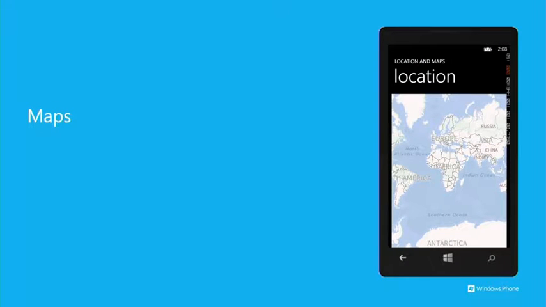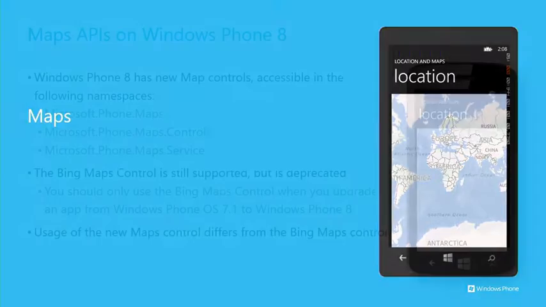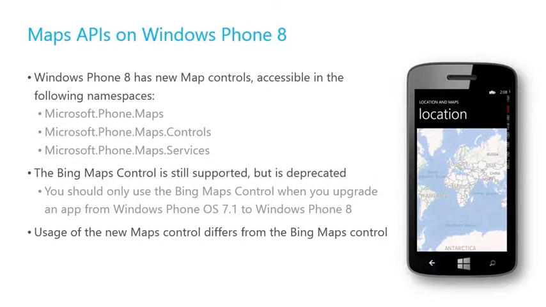So, right, we're going to wrap up with a quick look at the maps control. It's a maps control. It shows maps. Oh, excellent. There we go. We're done.